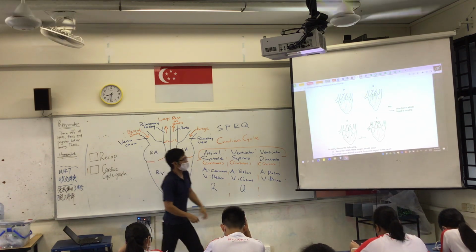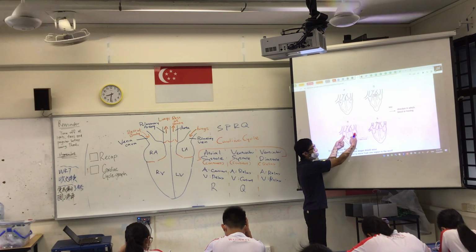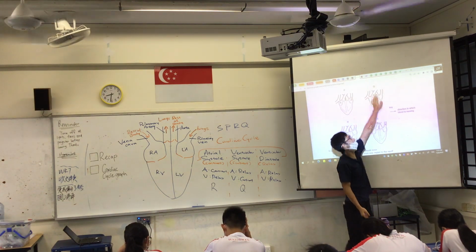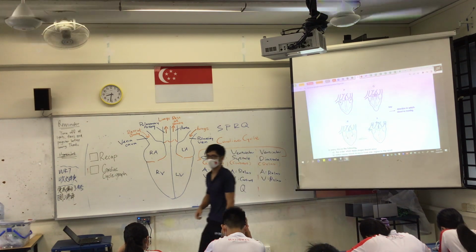Okay, so what causes the blood to move from one region to the next? What's causing it to move from atria to ventricle? Then from the ventricle out of the blood vessels. Kiran?